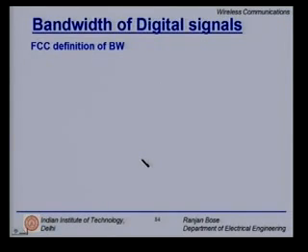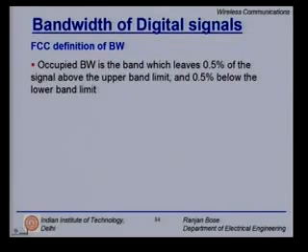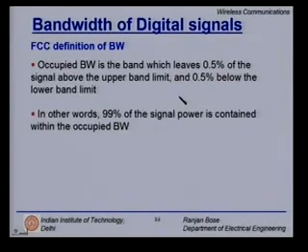FCC also has a definition of bandwidth. Occupied bandwidth is the band which leaves 0.5% of the signal above the upper band limit and 0.5% below the lower band limit. In other words, 99% of the signal power is contained within the occupied bandwidth. You have left off 0.5% on the left side, 0.5% on the extreme right side, whatever you have left with is 99%.